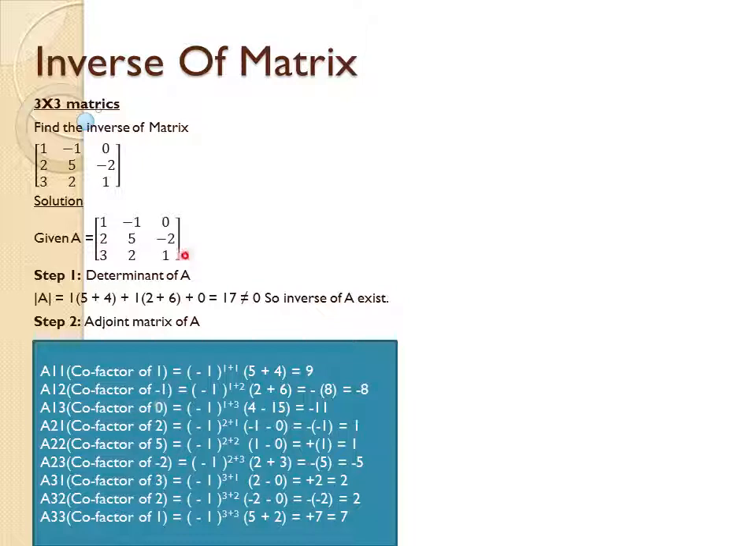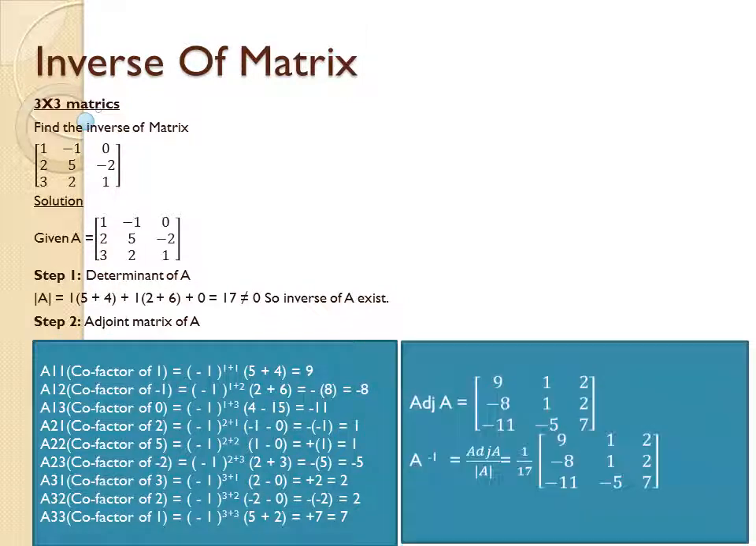A13, that is cofactor of 0. Okay, so I will negate this column and this row, so it becomes this one. So 2 into 2 minus 3 into 5, 2 into 2 is 4, minus 3 into 5 is 15, it becomes minus 11. And here minus 1 whole to the power 1 plus 3, 1 plus 3 means 4, so minus 1 whole to the power 4 means it is plus 1, so plus 1 into minus 11, so it becomes minus 11. So in this way I will find out all the cofactors of this particular matrix.